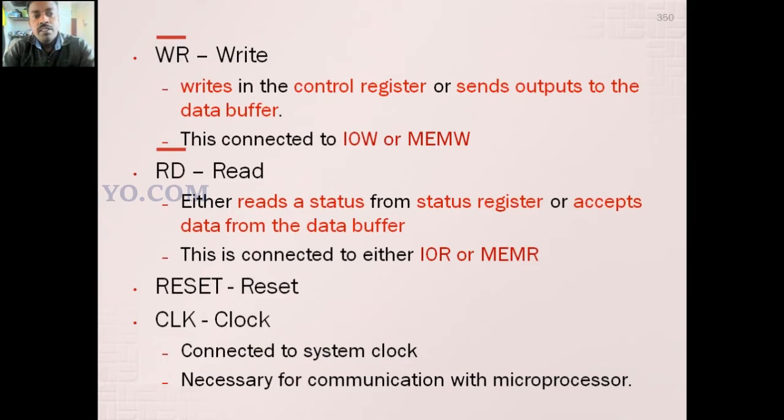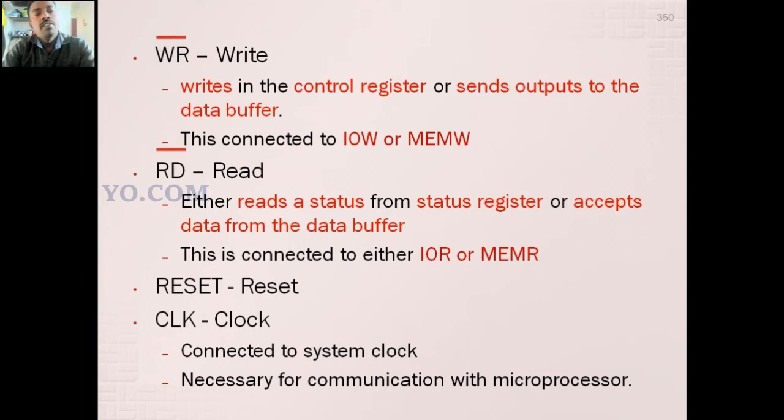And the next one is the write signal. Using the write pin, we write to the control register or send the output to the data buffer. Read is the read pin, which either reads status from the status register or accepts the data from the data buffer. This is connected to either IO read or memory read.